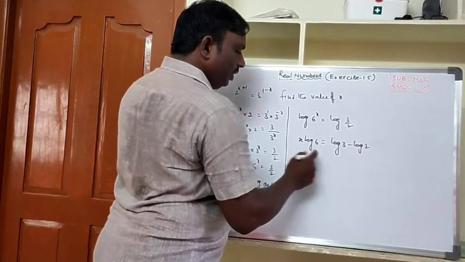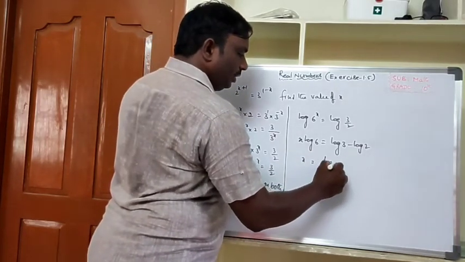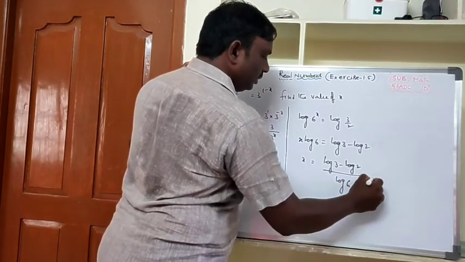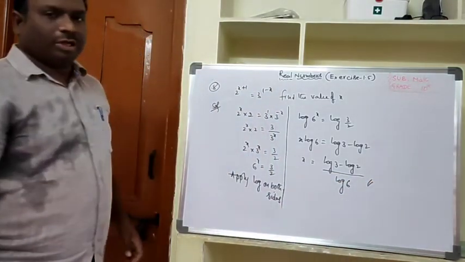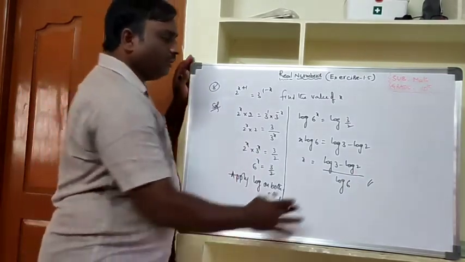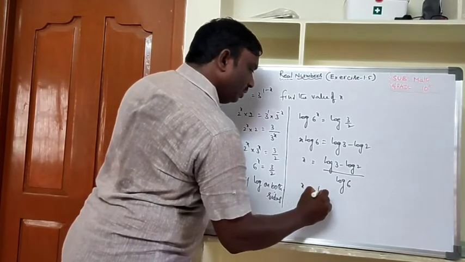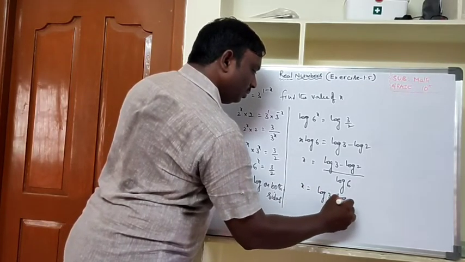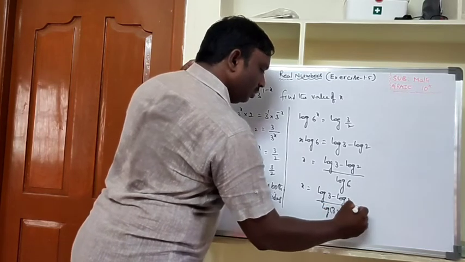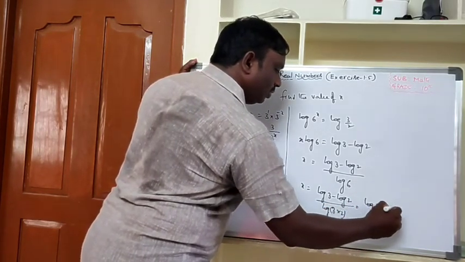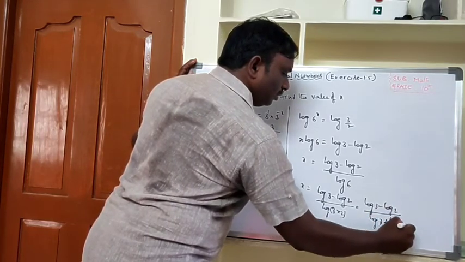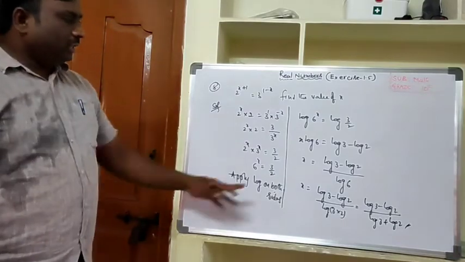We need to find the value of x. X equal to log 3 minus log 2 by log 6. That is the logarithmic value. Or you can write log 3 into 2 for 6, then log 3 plus log 2 also we can write if you want to simplify. X equal to log 3 minus log 2 by log 3 into 2. This can be written as log 3 minus log 2 by log 3 plus log 2. So that is the x value.